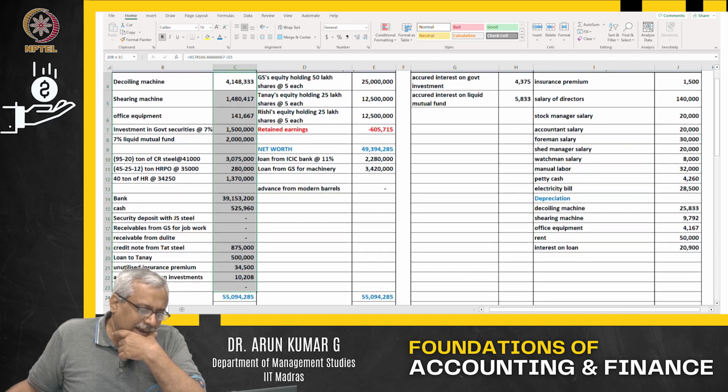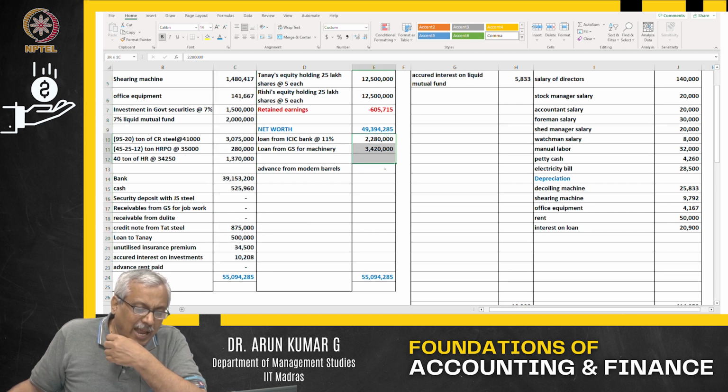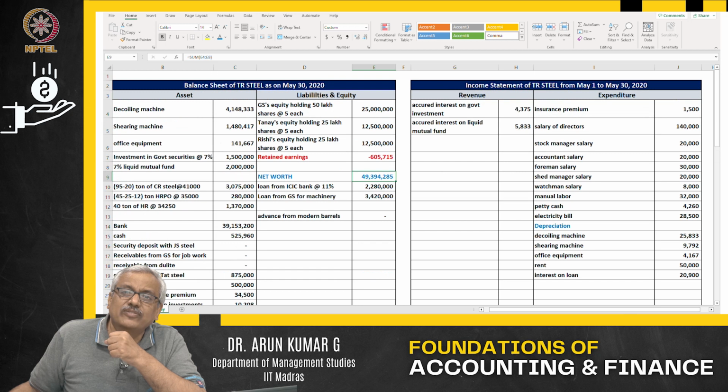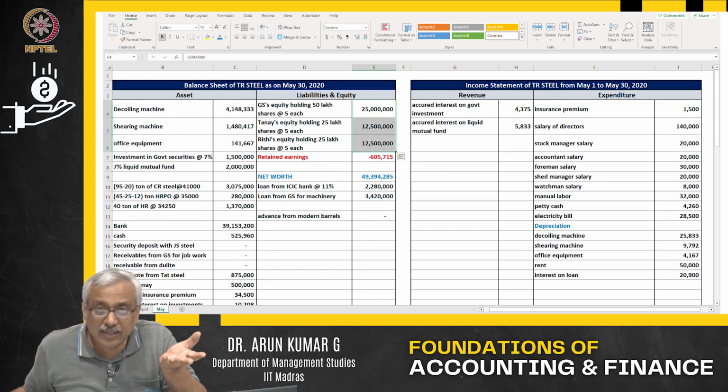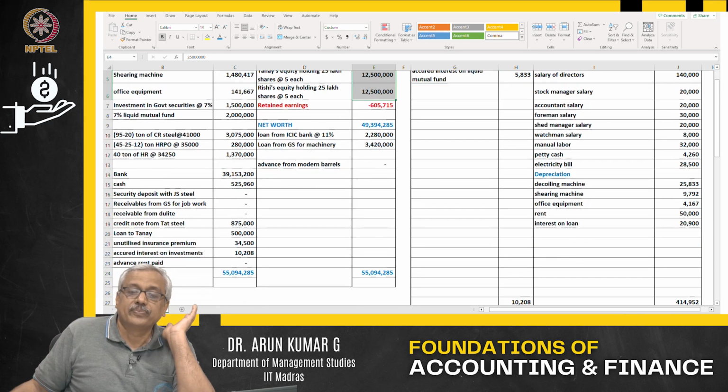That means what? I sell all the assets, I generate so much of money, 5 crores 50 lakhs 94,000. This is the money I generate. I pay off these two liabilities. Then what is the money left? Money left is 4 crores 93 lakhs 94,285. To whom does it belong? Belongs to 3 people. How will they share? In the ratio of their capital contribution.